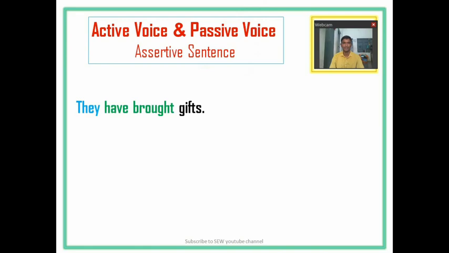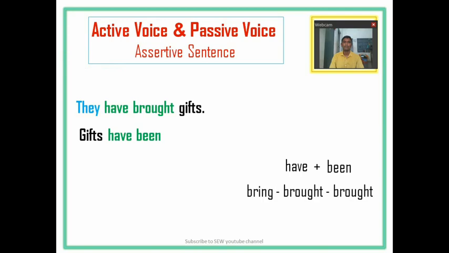They have brought gifts. What is the subject here? They is the subject, have brought is the verb, and gifts is the object. So who is doing the action here? They. Who is receiving the action? Gifts. So from active to passive, the first step is the object becomes the subject. Gifts. What is the helping verb? Have. What should be added to that? Plus been. So have plus been, have been.